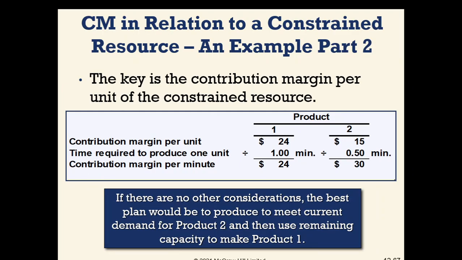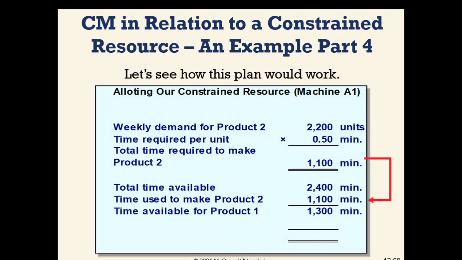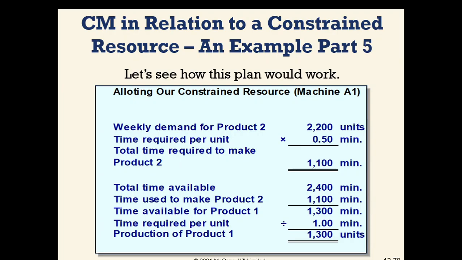If there are no other considerations, the best plan would be to produce to meet current demand for product 2 and then use any remaining capacity to make product 1. So let's look at how this plan would actually work out. The weekly demand for product 2 is 2,200 units. At half a minute, it would take 1,100 minutes to produce. We have total time available of 2,400 minutes. So we deduct the time it took to make product 2, which leaves 1,300 minutes available for product 1.